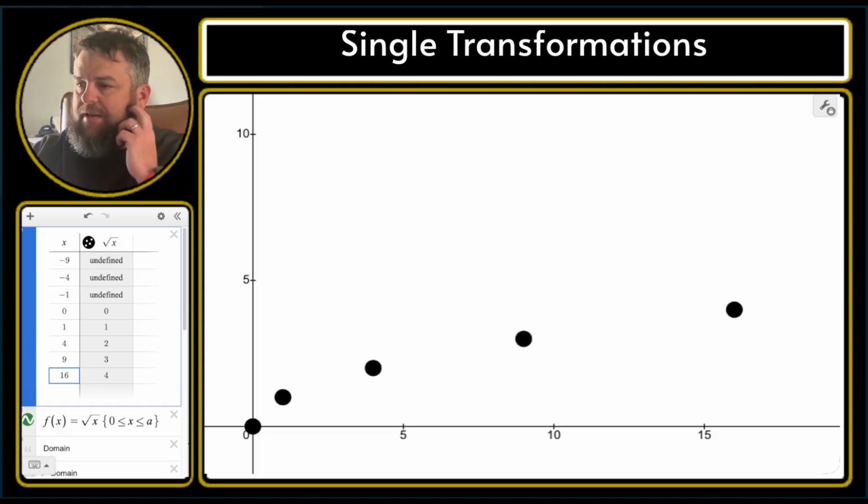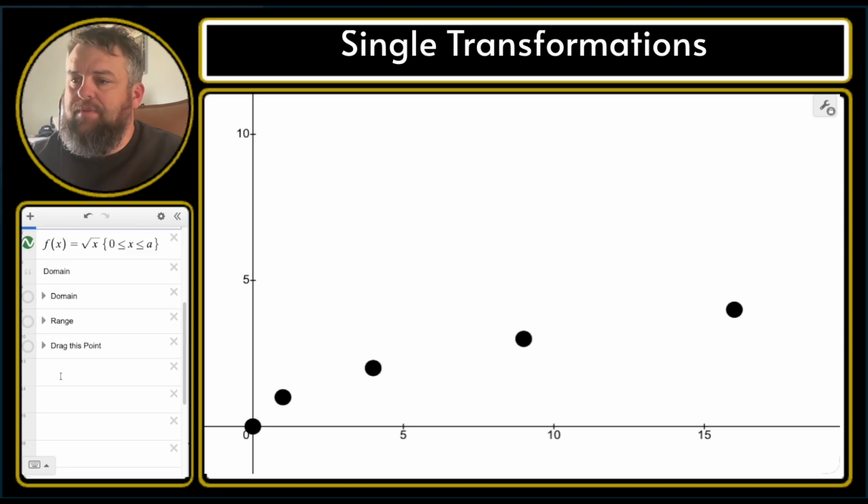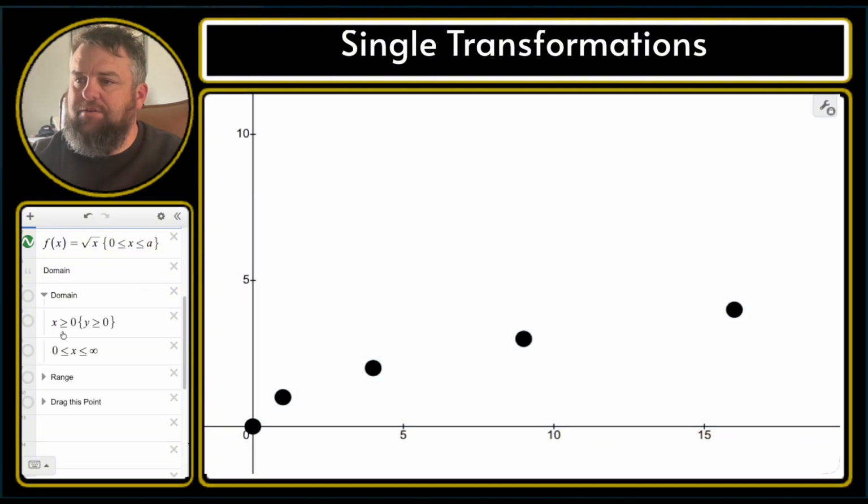So you can see that I'm getting outputs whenever I have something greater than or equal to 0. That right there is helping me define what my domain is going to be for this function. So you can see that it only happens in the first quadrant. So my domain is going to be x is greater than or equal to 0, or from 0 to positive infinity.